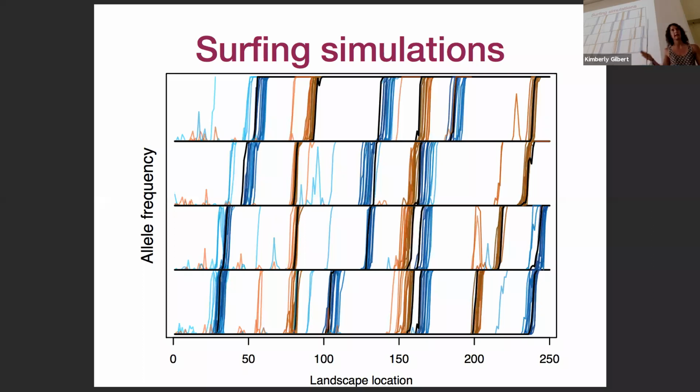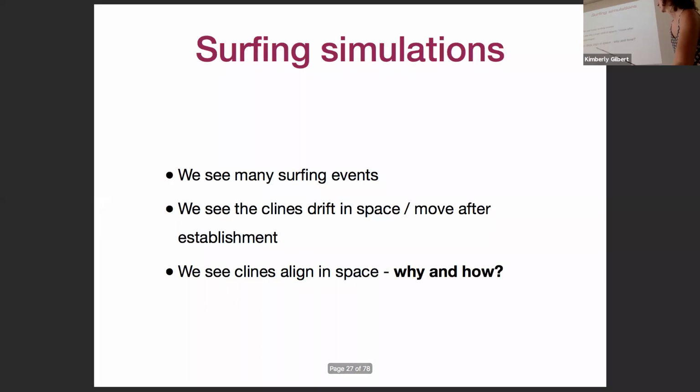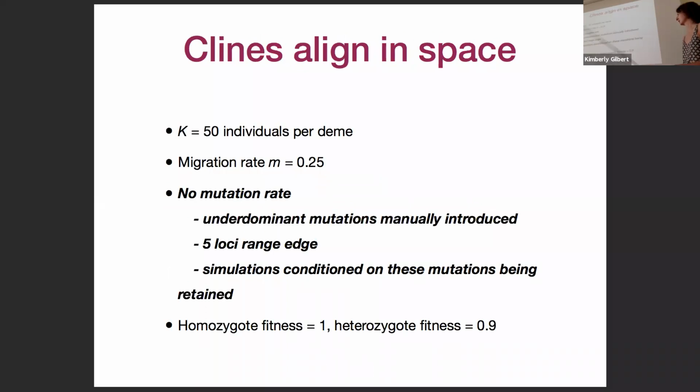A priori, it makes sense that fitness will be lower at the clines and even lower when you have multiple locus underdominant haplotypes, but we didn't know what exactly was causing this process to happen or how. So we see many surfing events happen. We see these clines drift in space and move after they've established, and that they align in space as well. So why and how is the next section of the talk.